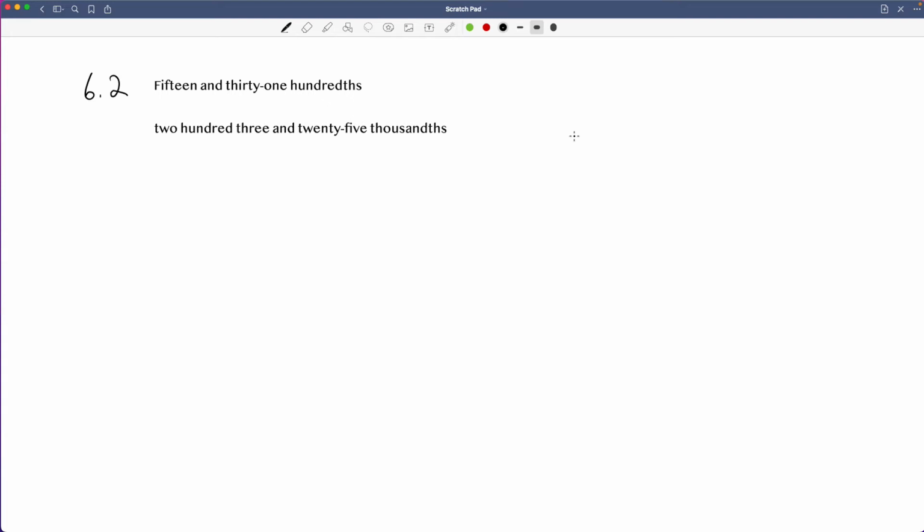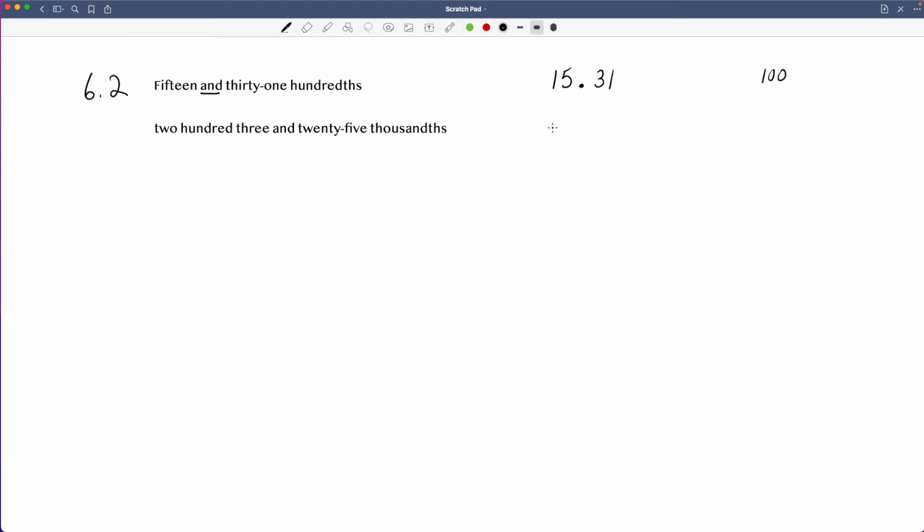The first one is 15 and 31 hundredths, and I would strongly recommend looking for that word "and." That's your decimal point, right? So 15 and, that tells me 15 and then the decimal. 31 hundredths, so that tells me hundredths. So hundredths, that's two decimal places, right? So I have a 3 and a 1, so I don't need any zeros, so I can write it just like that. So now let's look at the second one.